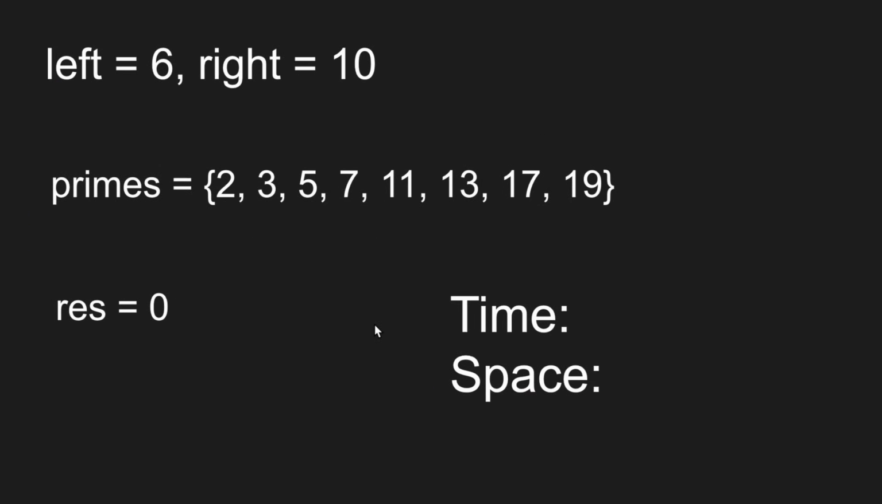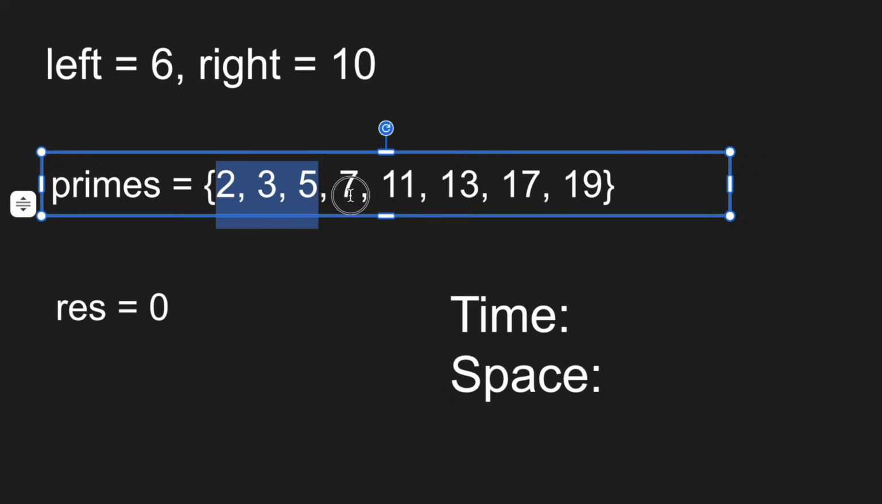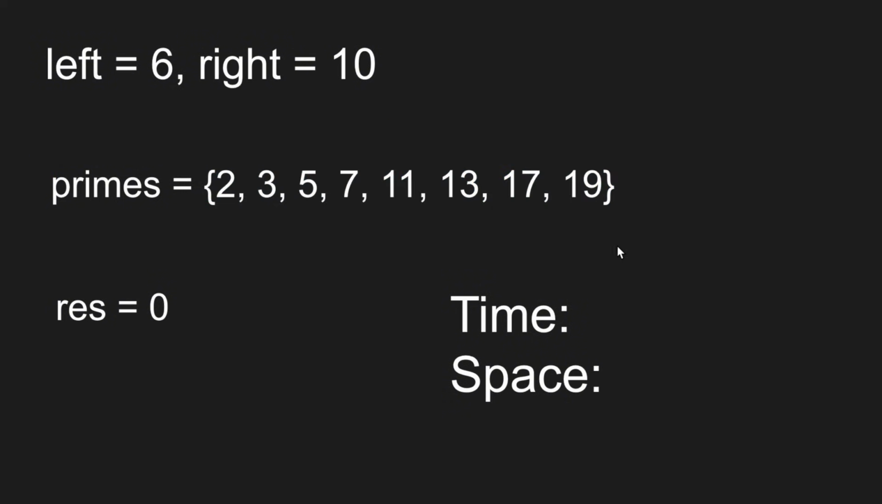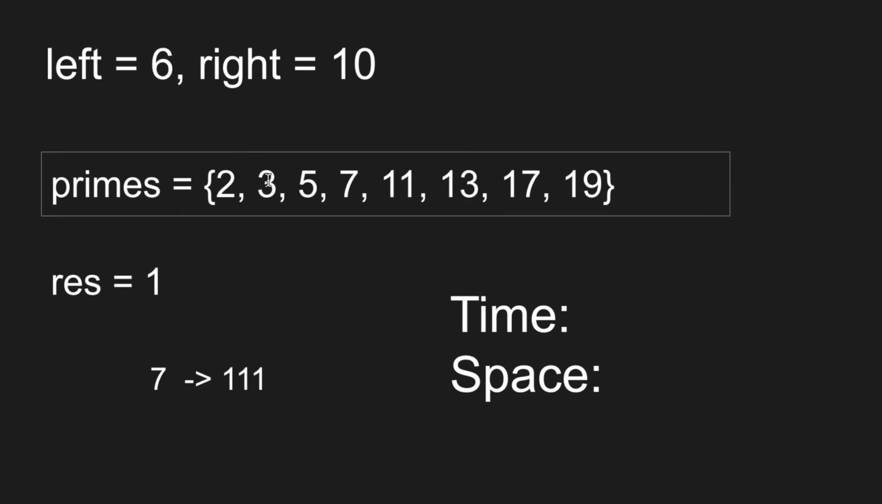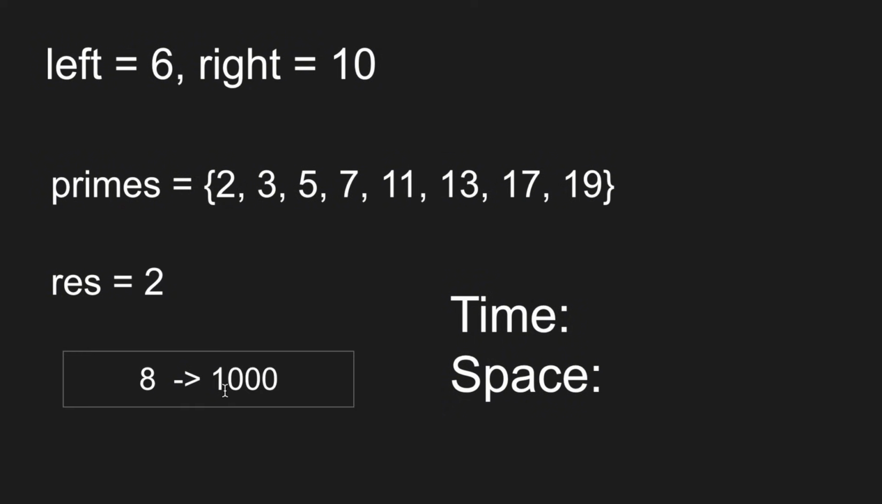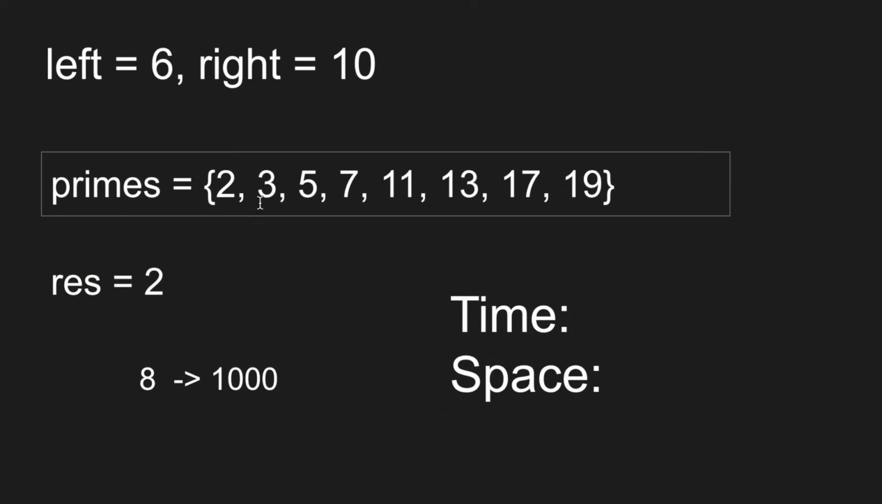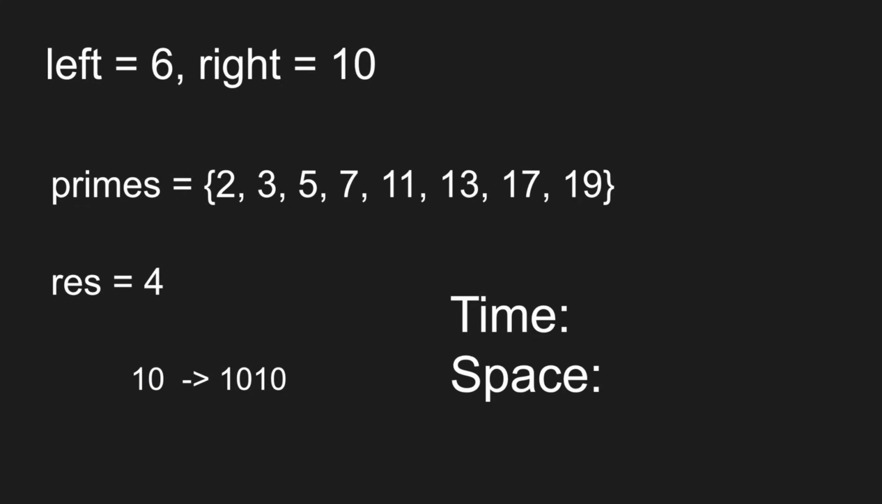So let's go over this example real quick. So first we will initialize primes to all the prime numbers from 2 to 19. Now we'll look from 6 to 10. 6 has 2 ones, so increment result. 7 has 3 ones, 3 is prime, so increment result. 8 has 1, and it is not in primes, so we don't increment result. 9 has 2, increment result. 10 has 2, which is also in the prime set, so we increment result again. And now that we come to 10, we can return 4 as our result.